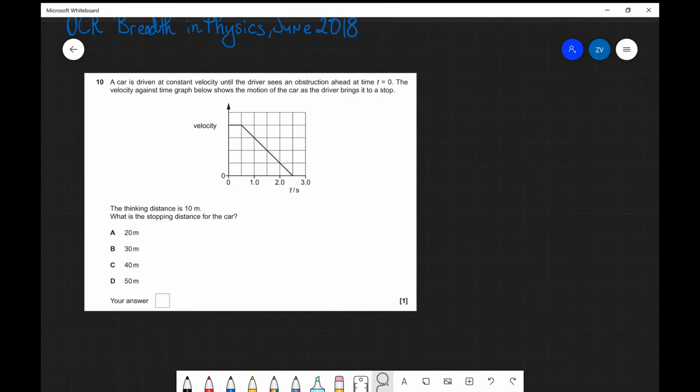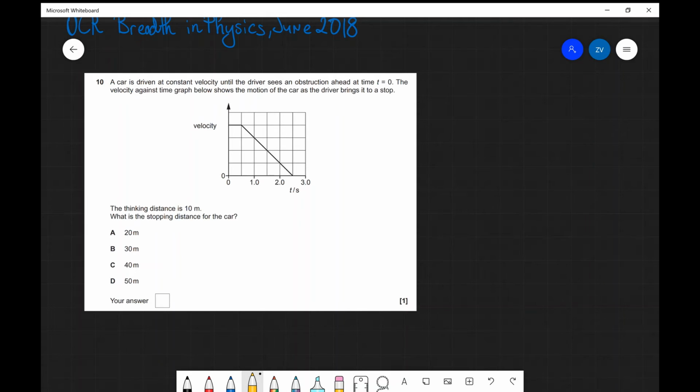Okay folks, moving on to question number 10, the halfway point. We have a car which is driven at constant velocity until the driver sees an obstruction ahead at time t equals 0. The velocity against time graph below shows the motion of the car as it brakes to a stop. The thinking distance is 10 meters. What is the stopping distance of the car?